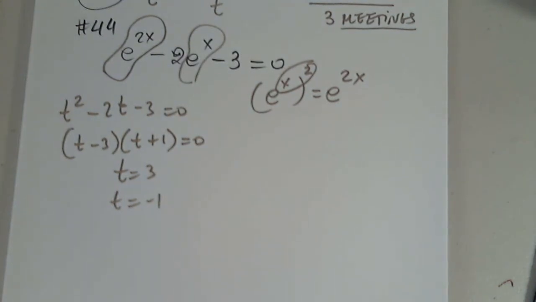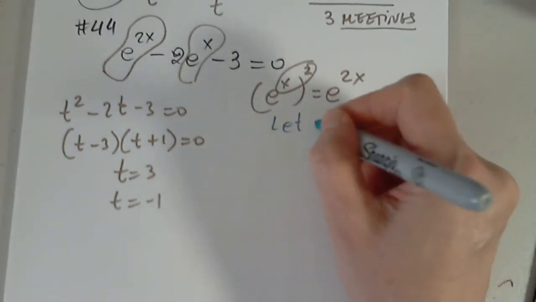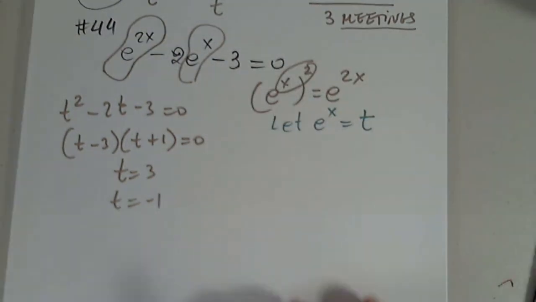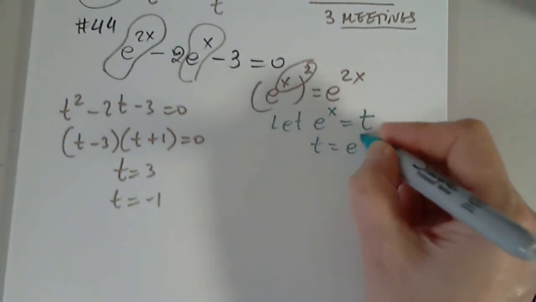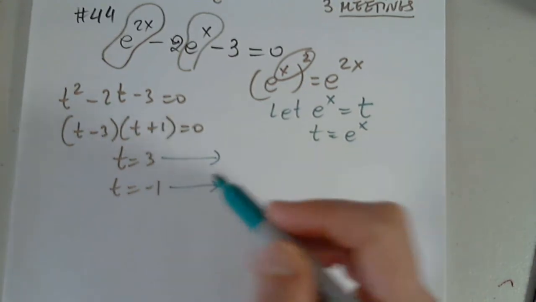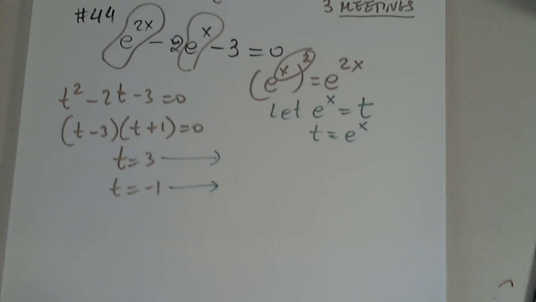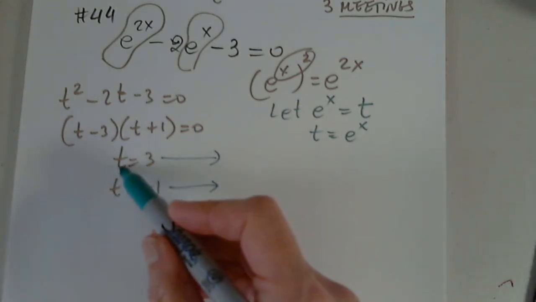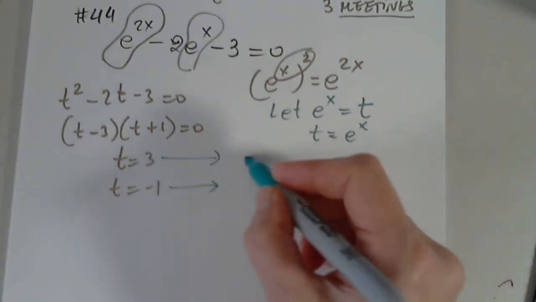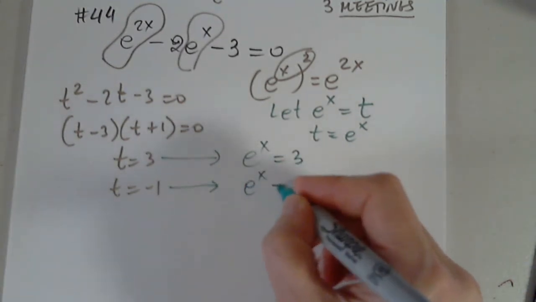But that's not enough. Actually, I should have written this. We let e to the x be t. Or if you want, t equals e to the x, same thing. So then this is a new equation and this is a new equation. What new equation is this? E to x equals 3. And e to x equals negative 1.